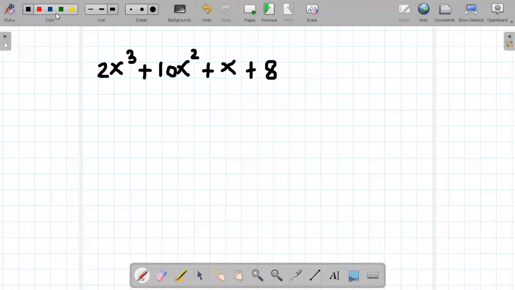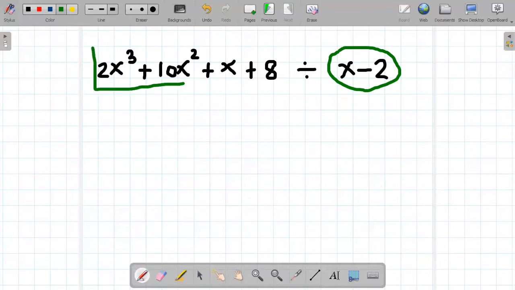And that is to be divided by our divisor, let's say x plus 2. Actually, let's use x minus 2, so that it won't be confusing with the negative. So this is our divisor, x minus 2. And our dividend is, of course, this one.